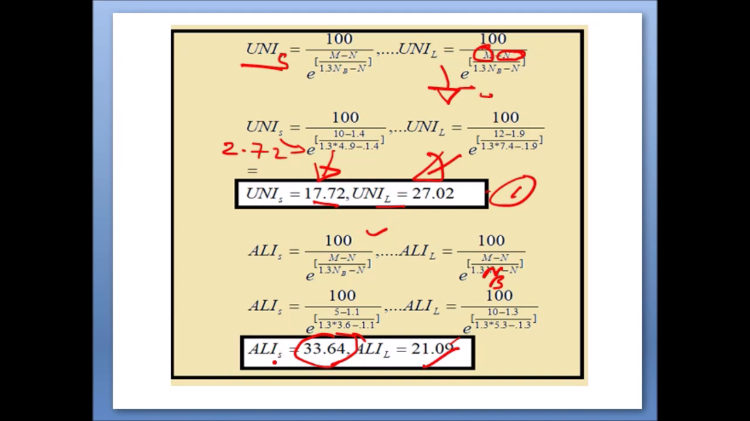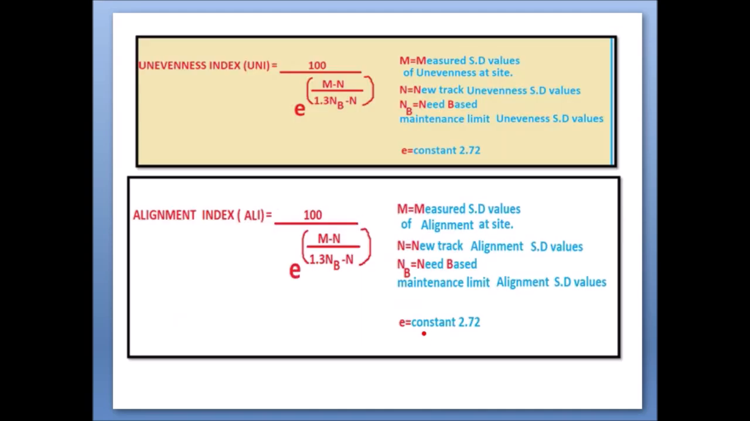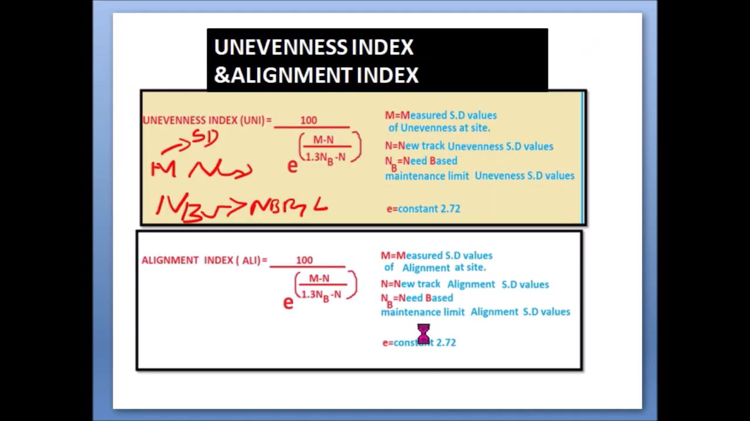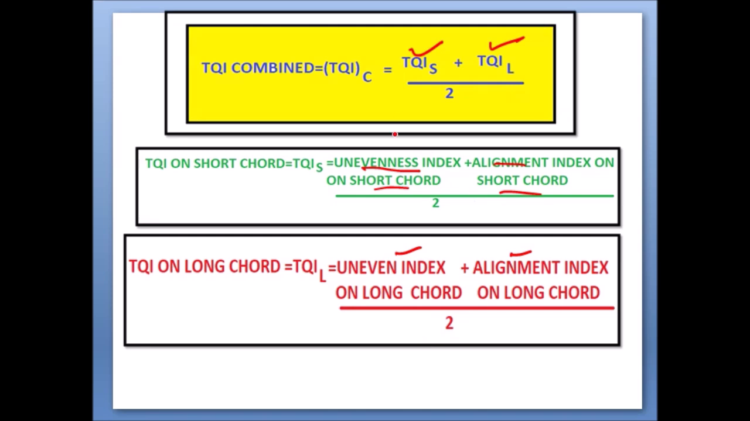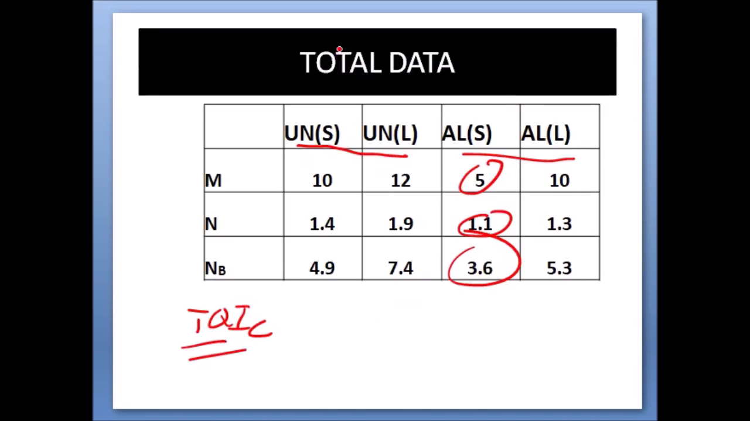Now you are ready with UNIS, UNIL, ALIS, ALIL. All these values are ready. So you see this formula, and you are ready with this value, this value, this value, this value. Now you can easily calculate TQIS and TQIL. Once you know TQIS and TQIL, you can calculate TQIC. That's what I have done.